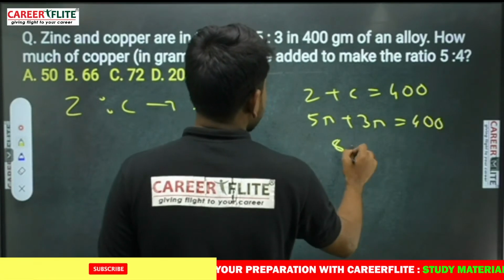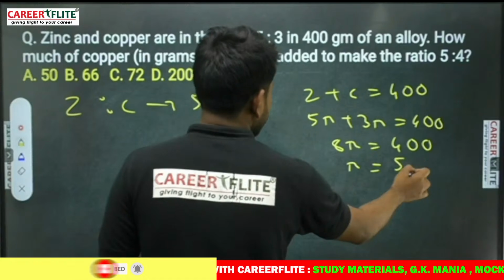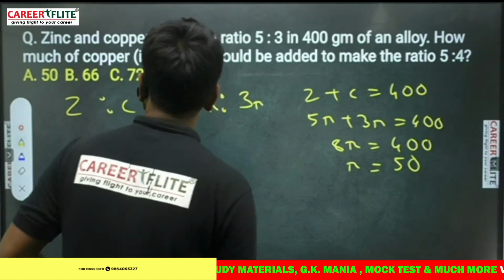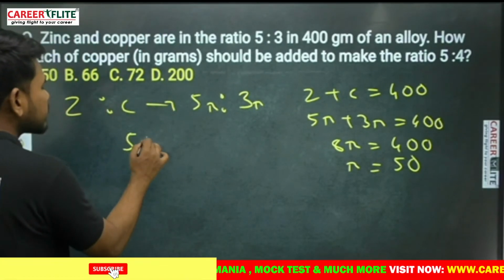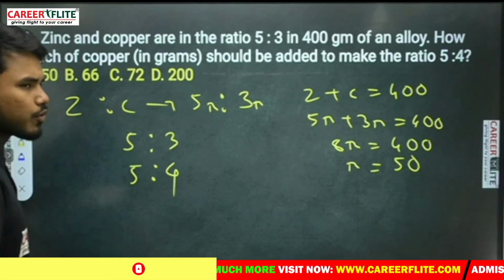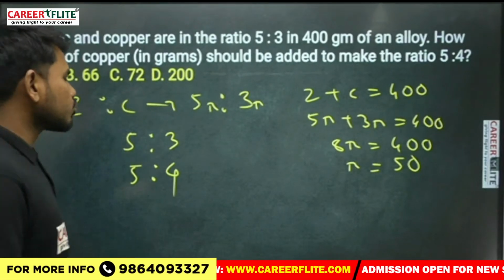This will be how much? 8R is equal to 400. So R will be equal to 50, right? R is equal to 50. So what do we need? They're asking how much copper should be added to make this ratio. So 5:3 was there, and we need to make this ratio 5:4, right?